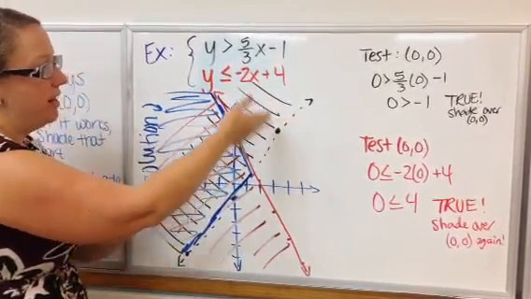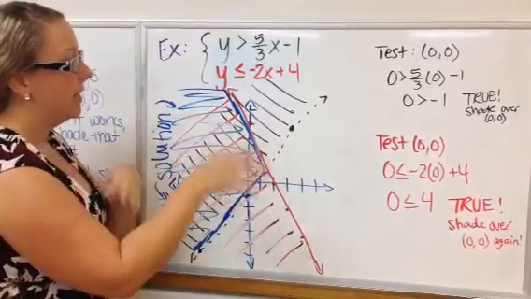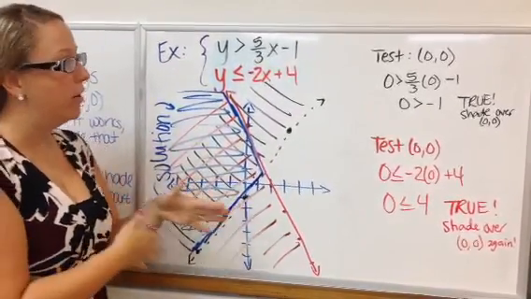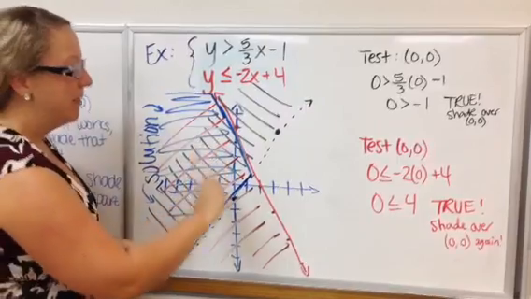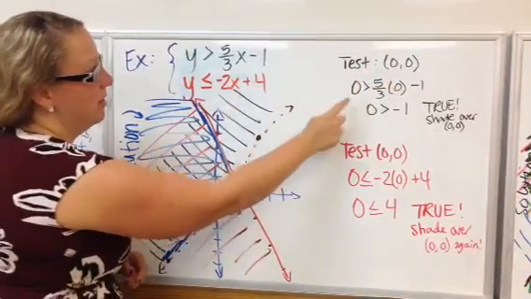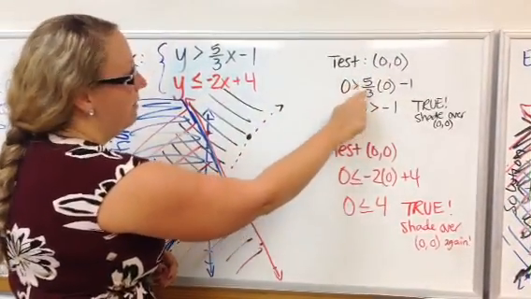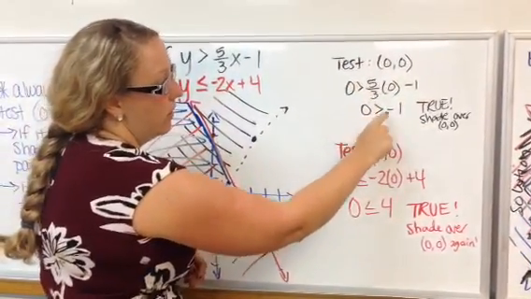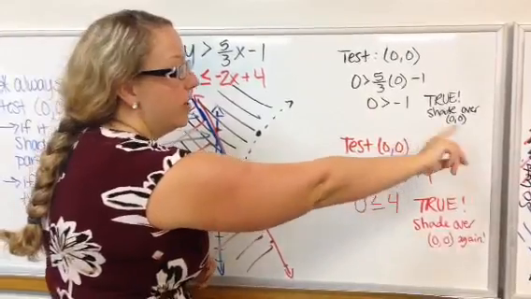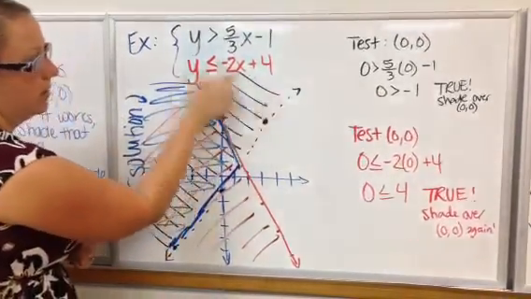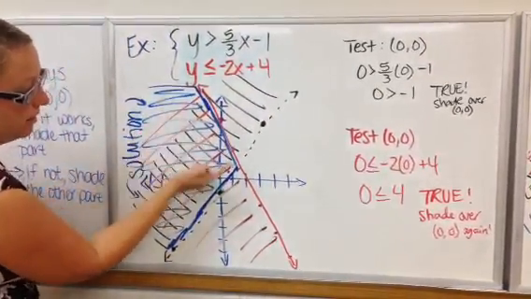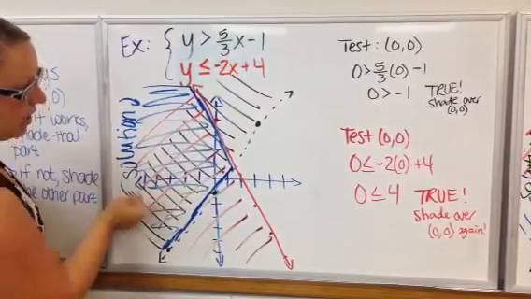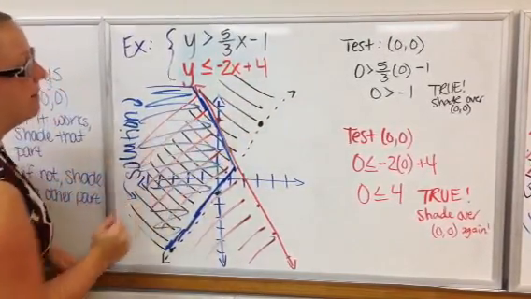And then you want to shade either above or below. You test that 0, 0 point to see where you should shade. So testing 0, 0, you plug it in. y is 0, 5/3 times x is 0, minus 1. 0 is greater than negative 1 is true, so you want to shade over 0, 0. So this is all this black shading here. That gets all shaded in above this dashed line.